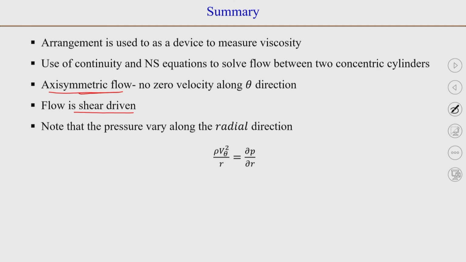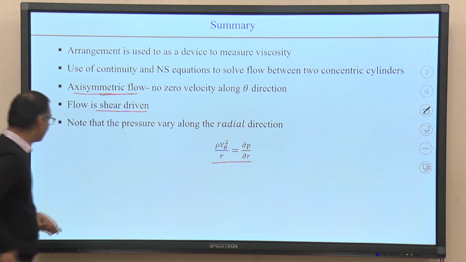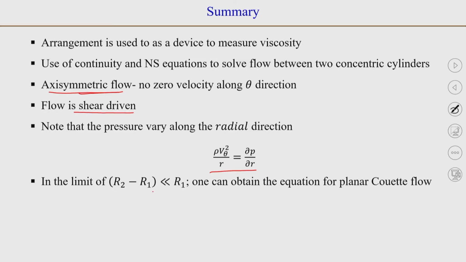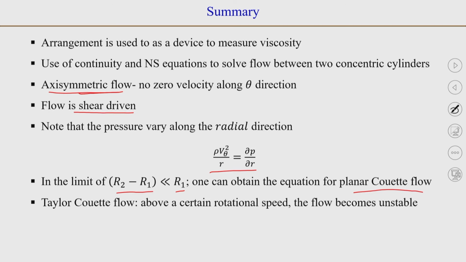So, we obtained this relationship and we can substitute the value of V theta here and also calculate the pressure gradient along the radial direction. Okay. And we have also seen that in the limit when the separation distance between the two cylinders is very small as compared to the radius of the cylinder, then we obtain the equation for planar Couette flow. The velocity profile is the same as in the case of planar Couette flow.